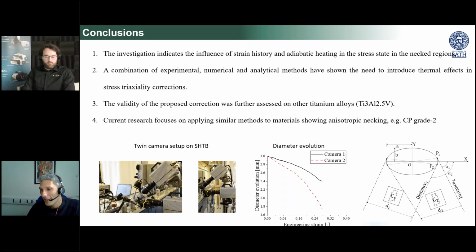Now, the next step of the current research is applying similar methods to materials that show anisotropic necking. For example, one first material we looked at was commercially pure titanium grade 2 bars that were processed in such a way as to show highly anisotropic behavior. This has to be done using a multiple camera setup, or at least a twin camera setup, and a particular procedure to work out, assuming that the neck is elliptical, the axes A and B of the ellipse.